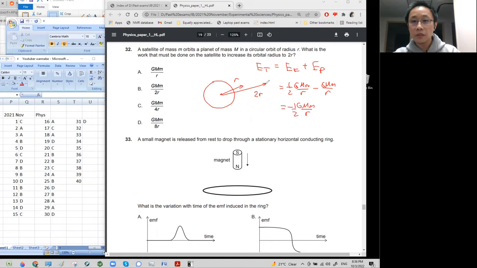So the work that must be done on the satellite to increase its orbit to 2R should be a simple difference. So the difference in energy would be, the final energy should be less negative because the satellite is further away. Negative half GMm over 2R minus negative, so plus half GMm over R. And I think it should just be choice C with the denominator of 4, because minus a quarter plus half gives you positive quarter.